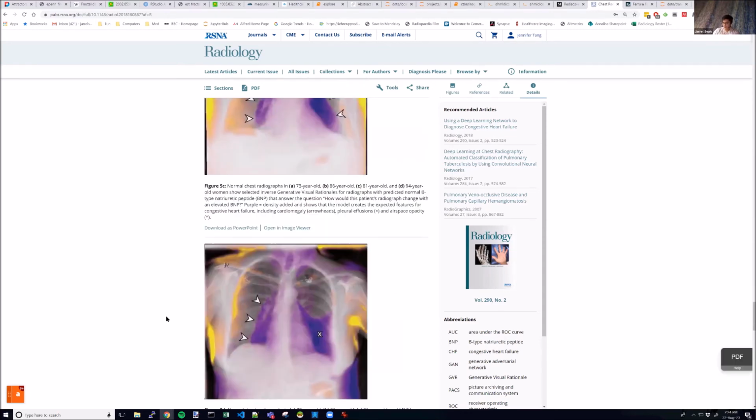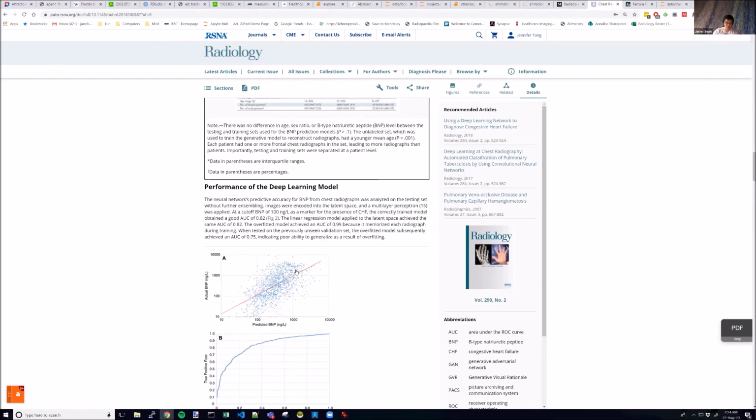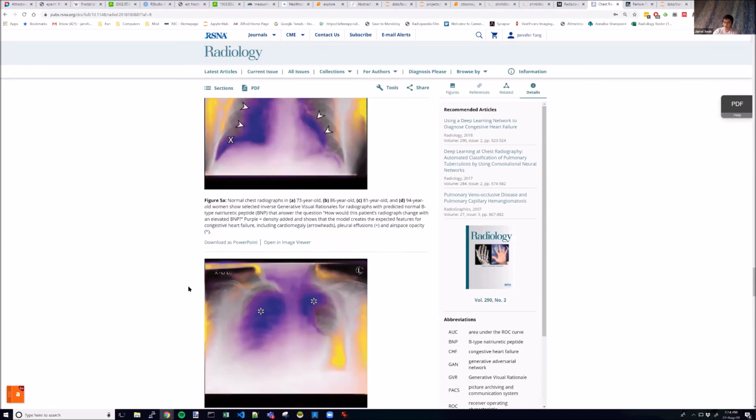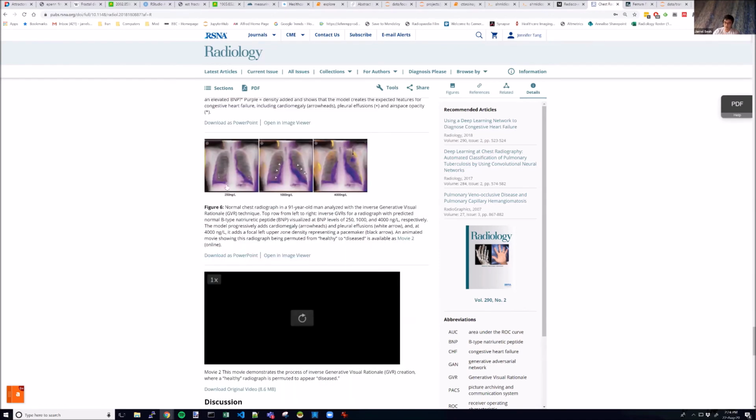So all we've told it is to take an image and predict the B-type natriuretic peptide, and that's it, right? And then tell us, why would this patient have a higher BNP? Why would this patient have a lower BNP? And of course, one of the things is obviously people with heart failure are more likely to have pacemakers. So if you ask it to draw somebody without heart failure as if they had heart failure, it gives them a pacemaker.